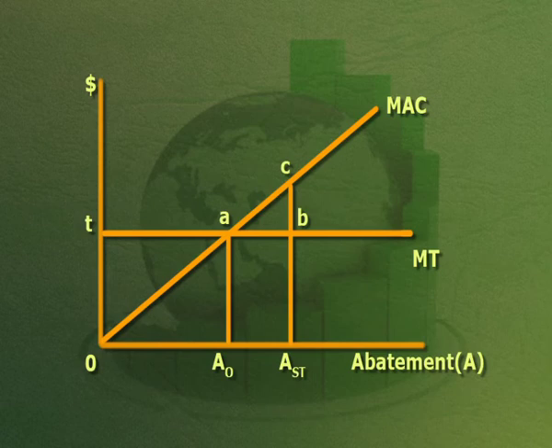In the diagram, the per unit tax is constant at T. The marginal tax MT is horizontal at that tax level. The cost of abating at the margin is shown by the marginal abatement cost MAC curve. At each unit of A, the cost-minimizing firm will compare MAC to T and choose whichever is lower. In our model, the firm will abate up to A0 because up to that point MAC is below MT.